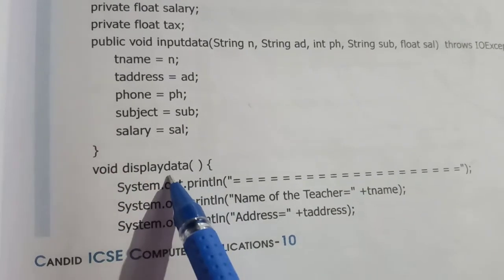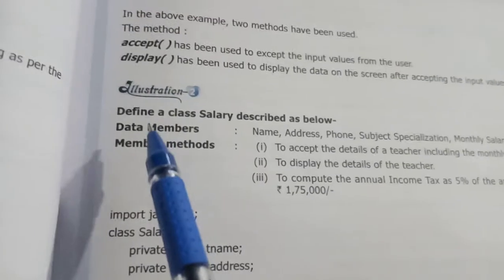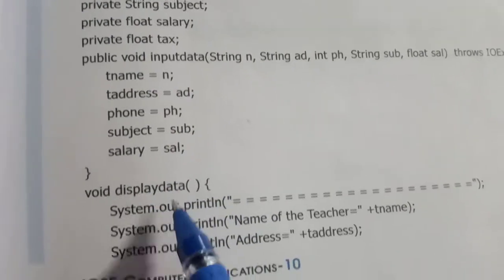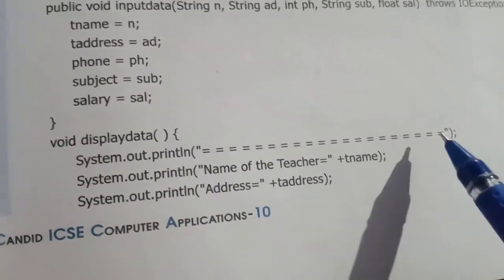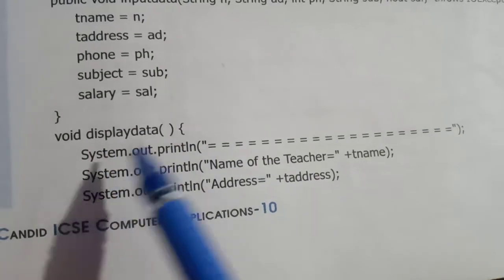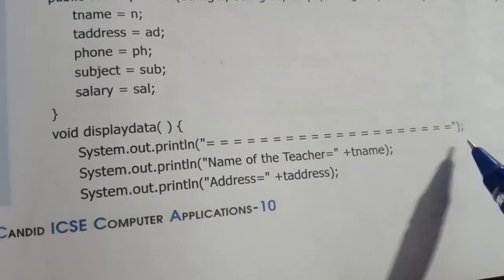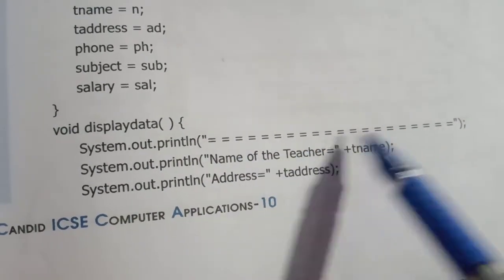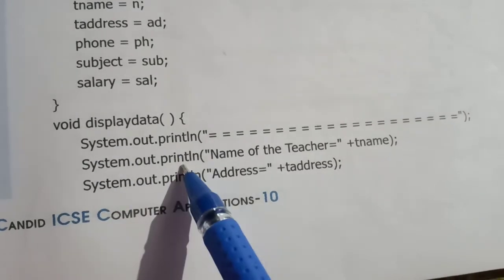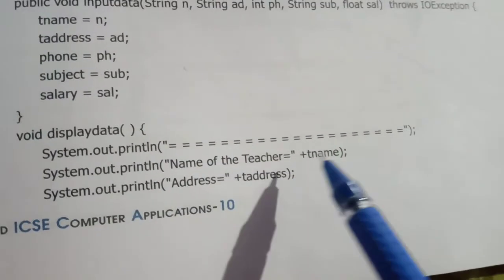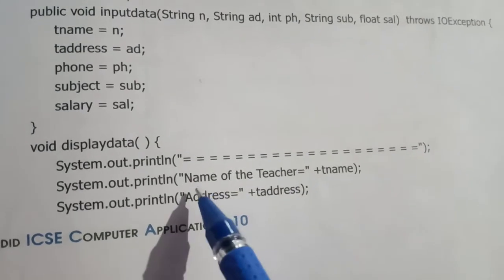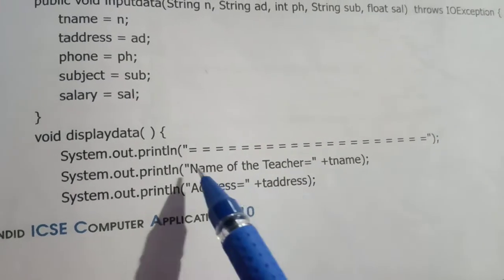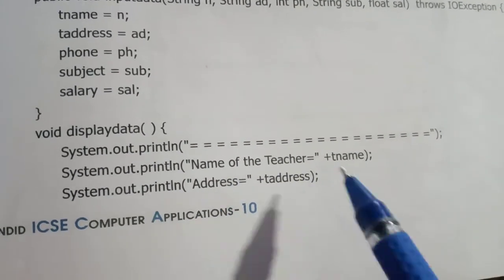We will initialize another method. As we have the declaration that we have to use accept and display, we will use display data. What we have to display? Earlier I told you that System.out.println is used to display a message. Before displaying a message there will be a blank line with dashes. System.out.println, another message, name of the teacher is plus tname. So the message will come after execution. Whatever name you provide, means name of the teacher is this, then address is this.